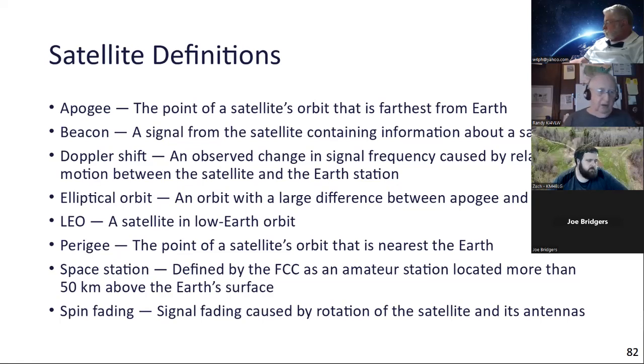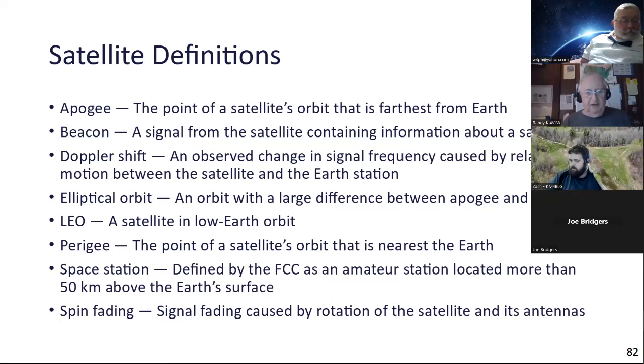LEO, and that does not mean law enforcement officer, a satellite in low Earth orbit. Perigee, the point of a satellite's orbit that is nearest the Earth. Space station. Now, space station is defined by the FCC as an amateur station located more than 50 kilometers above the Earth's surface. Okay, it could be a satellite. If it's got ham radio equipment on it, it's designated a space station.